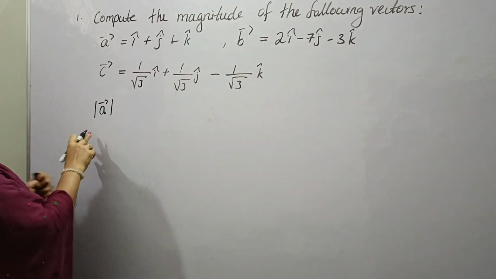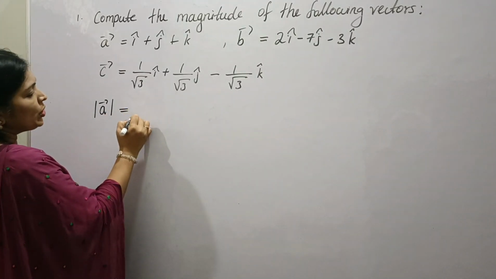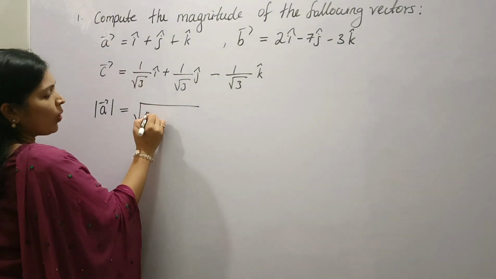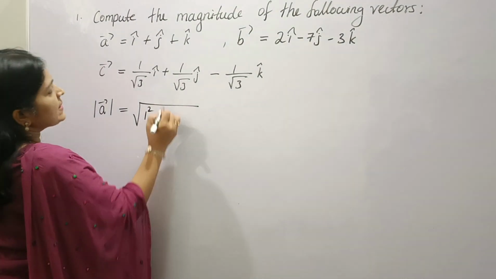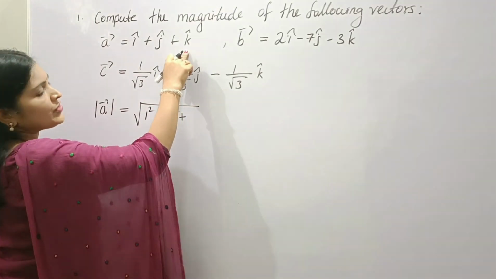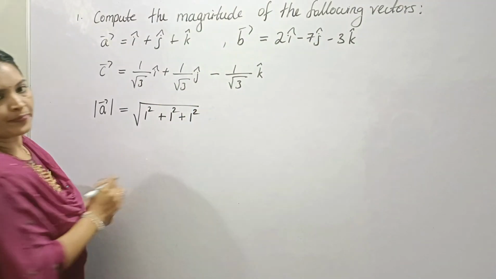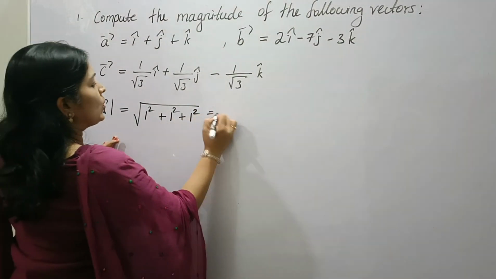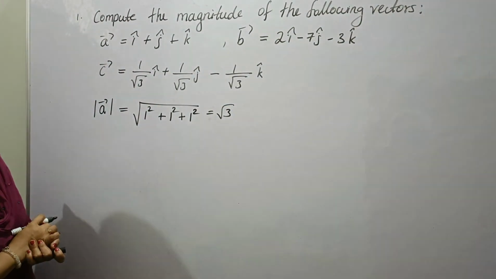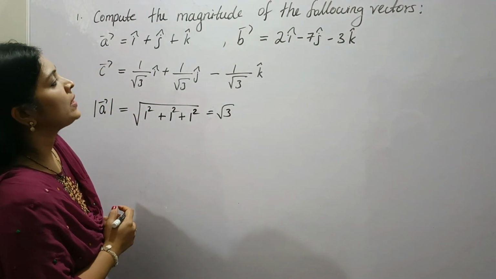Magnitude of vector A is modulus of vector A, that is equal to square root of coefficient of i, 1 square, plus coefficient of j, 1 square, plus coefficient of k, 1 square, that is equal to root 3. So root 3 is the magnitude of vector A.